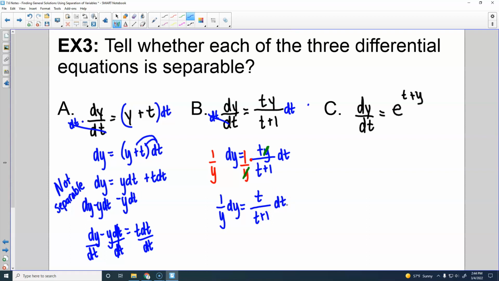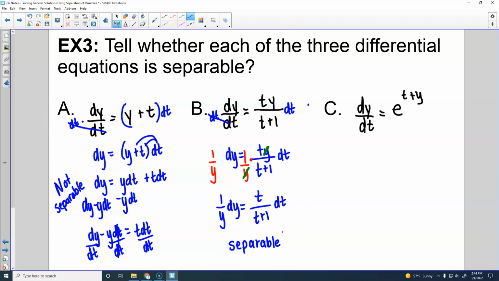Yes. So the question's not multiple choice. It's not multiple choice. So B is separable.